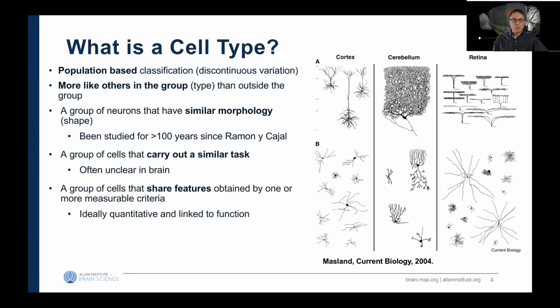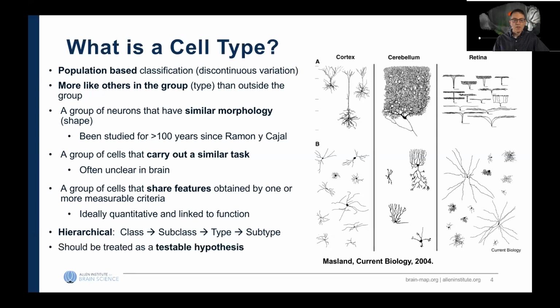Cells can also be grouped based on shared features that are obtained by one or more measurable criteria, and these criteria are ideally quantitative and linked to function, and you'll hear examples of this in the Patch-seq portion of today's tutorial. Cell types are hierarchical, with a class at the top, followed by a subclass, and ultimately a type, and in some cases, a subtype based on the split of a type with new data. We think cell types should be treated as a testable hypothesis subject to change upon new discovery.